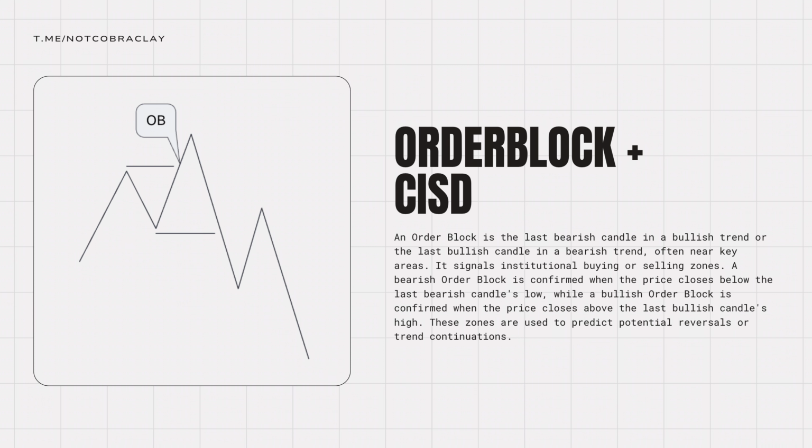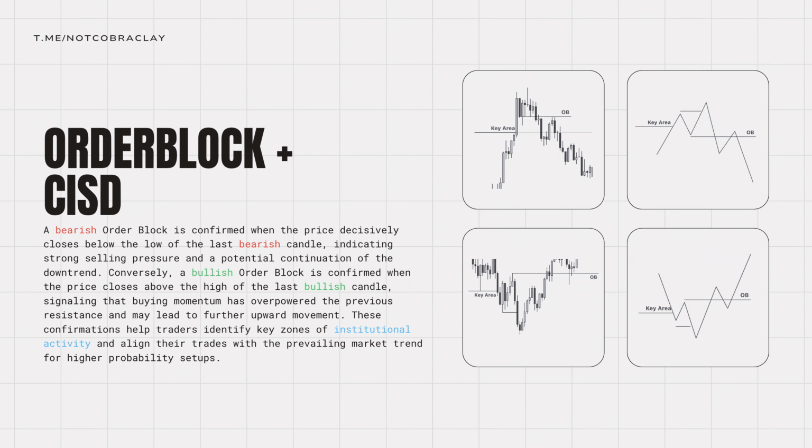Okay? A bearish order block is confirmed when the price closes below the last bearish candle's low. So the low that broke the high gets candle closed. While a bullish order block is confirmed when the price closes above the last bullish candle's high. These zones are used to predict potential reversals or trend continuations, okay? Order blocks, as you may see it in this picture right here, is the low that broke the high gets candle closed, or either the high that broke the low gets candle closed, okay? So, order blocks plus CISD.